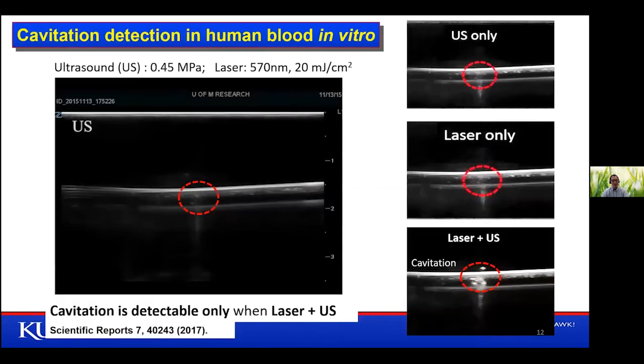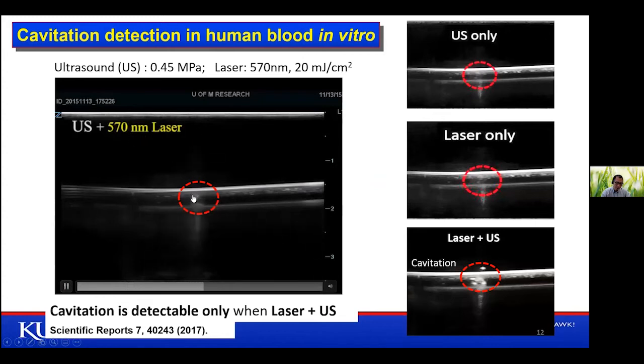And so here is a real experiment. In the middle here is a tube, and we have human blood flowing through that. This is ultrasound imaging, actually a movie here. You can see with ultrasound only, you don't really see anything. Then we turn the laser on, and you can start to see those black spots light up. Those are cavitation bubbles. And then of course when we turn off the ultrasound, with laser by itself, you do not really see bubbles. Again, let me show you.